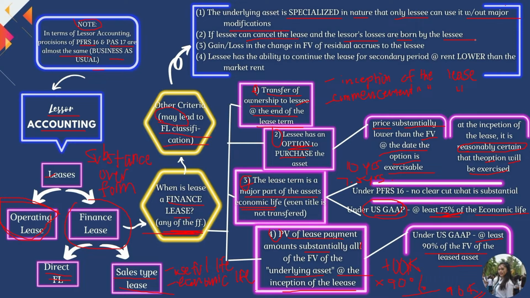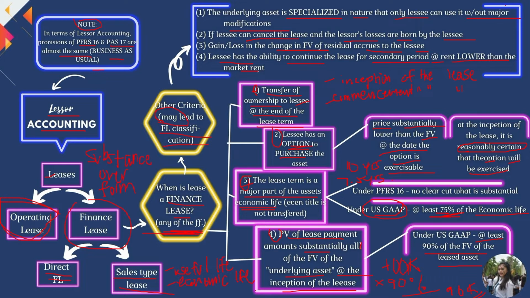Number 3, gain or loss in the change in fair value of residual accrues to the lessee. Meaning, si lessee ang naka-benefit sa gain or else siya ang mo-shoulder sa loss. So still, classified under finance lease. And number 4, lessee has the ability to continue the lease for secondary period at rent lower than the market rent. So for example, ikaw lessor, and then gitagaan nimo ang lessee og secondary period. So murag renewal inana.